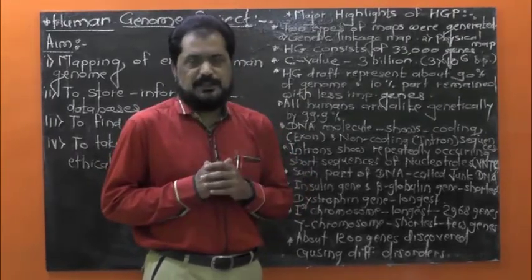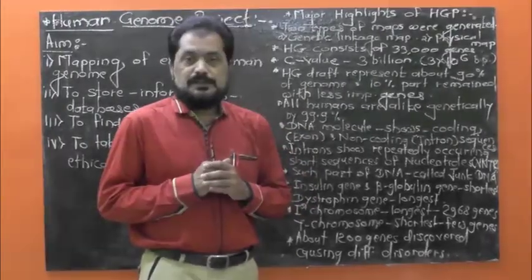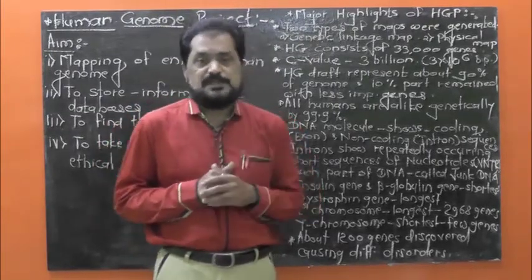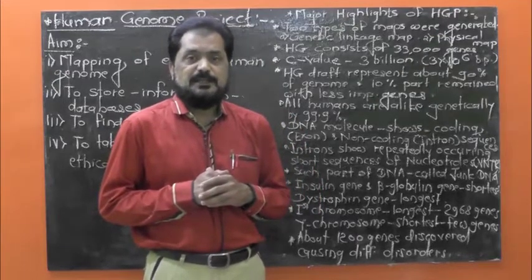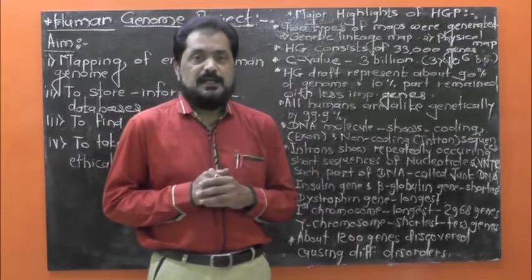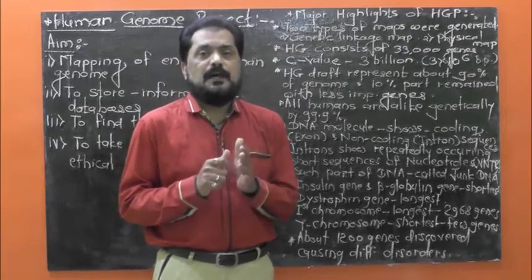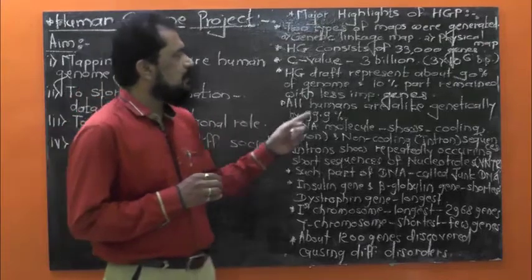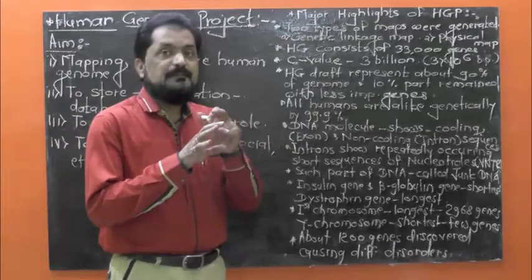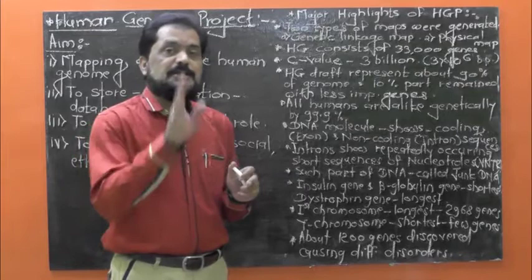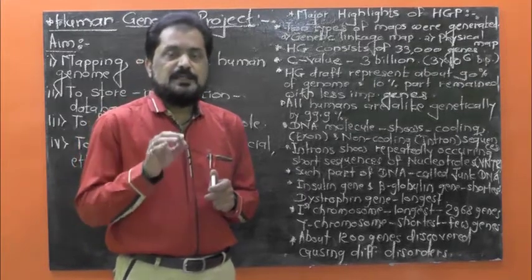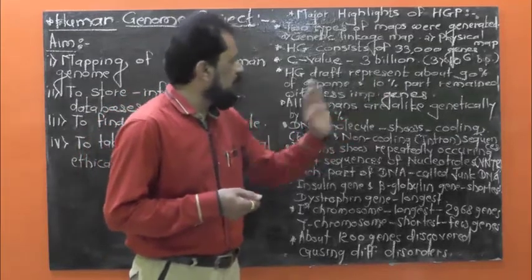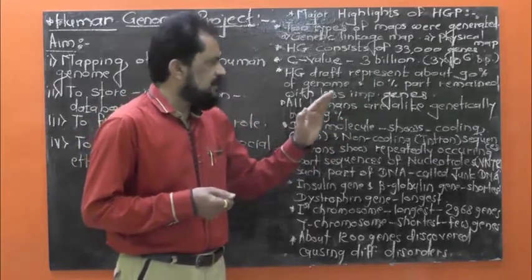Please try to understand. I initially told you it was expected to complete the Human Genome Project within 15 years. It was initiated in the year 1990 and was expected to be completed by the year 2005. But about 90% of the draft was prepared within 13 years, that is in the year 2003, and the 10% part remained with less important genes.